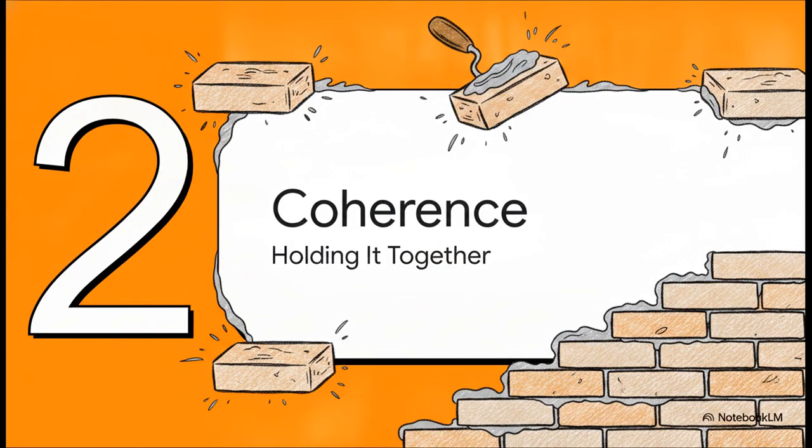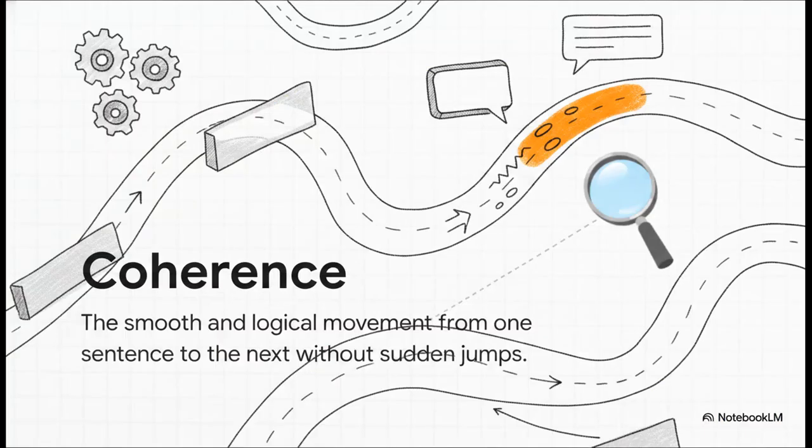Section 2. Coherence. Holding it together. So we have a solid, unified base. But, a pile of bricks still needs mortar. Coherence is what keeps our structural foundation from crumbling apart when someone actually tries to read it. The word coherence literally translates to hold together.